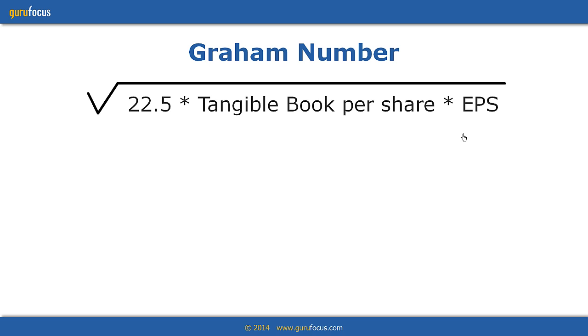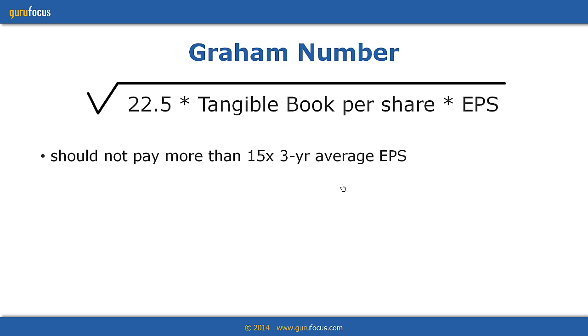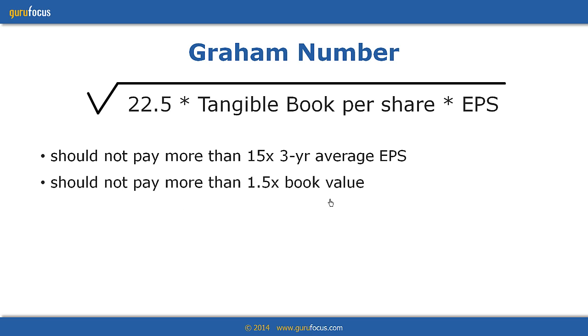The reason it looks like this: Graham says you should not pay more than 15 times earnings per share, so a PE of 15. He looked at the 3-year average to get that figure. He also believed you should not pay more than 1.5 times book value.